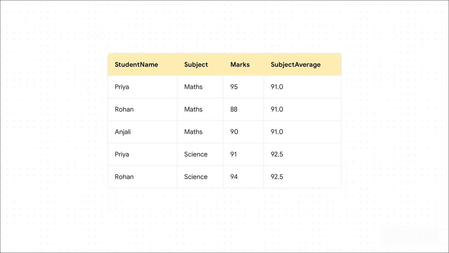And now check this out. Here's the result. We wanted the average mark for each subject, so we wrote AVG(marks) OVER (PARTITION BY subject). Look what it did. For the maths partition, it calculated the average, which is 91, and stamped that value next to every single row in the maths group. Then it did the same for science. And the best part? Priya's individual score of 95 in maths is still there. No data lost. That's the power.